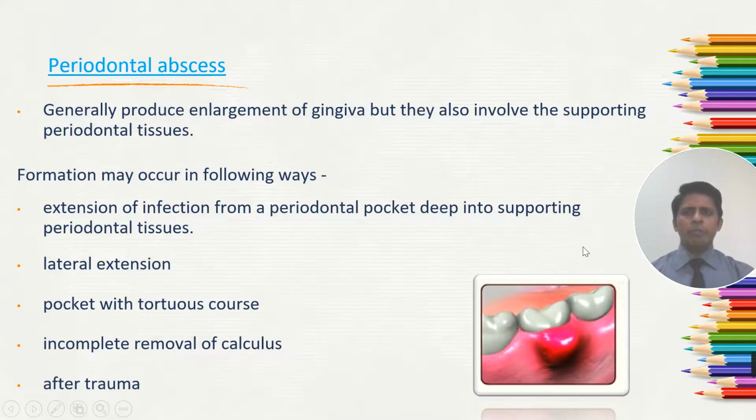Now coming to the periodontal abscess. Generally, it produces enlargement of gingiva, but it also involves the supporting periodontal tissues. The formation may occur in the following ways: by extension of infection from a periodontal pocket deep into the supporting periodontal tissues, lateral extensions, a pocket with a tortuous course, incomplete removal of calculus, and after trauma to the periodontium.